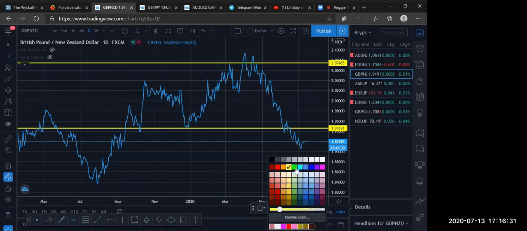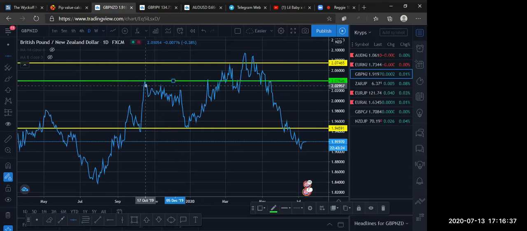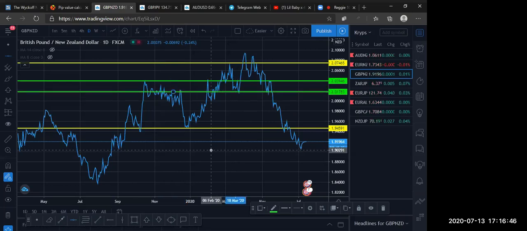Let me change that color. I'm gonna change it to green for the daily. So we got, this could be a decent little line. You see how it came up, retested a couple of times, and so on and so forth. I would count this as a nice strong level. I would count this as a nice strong level.